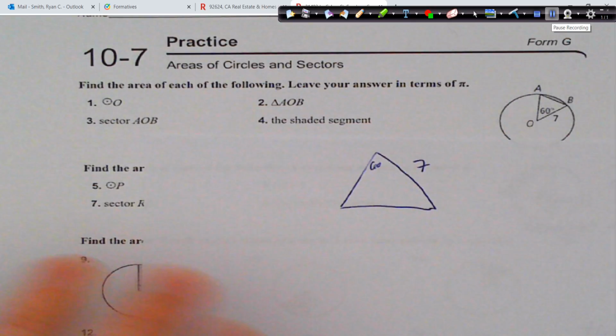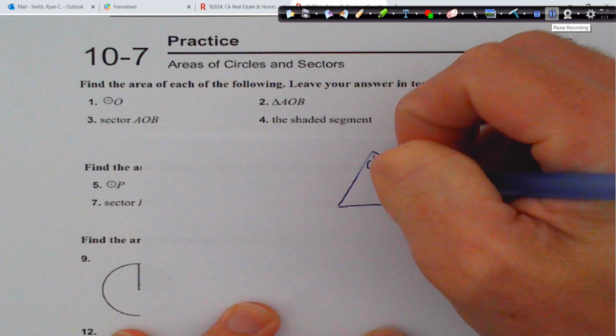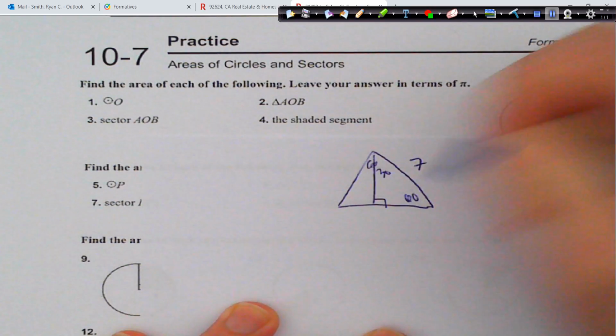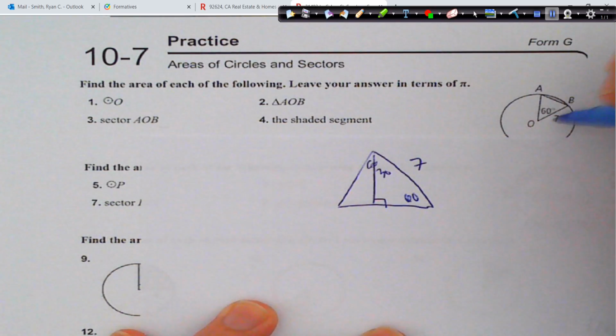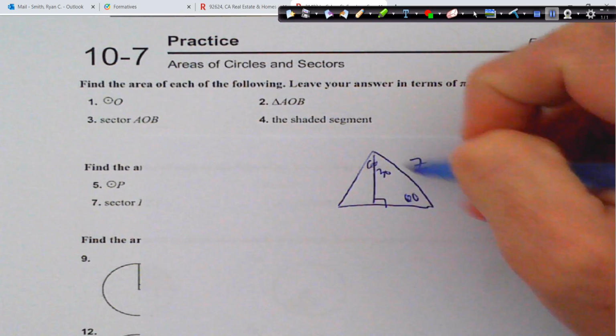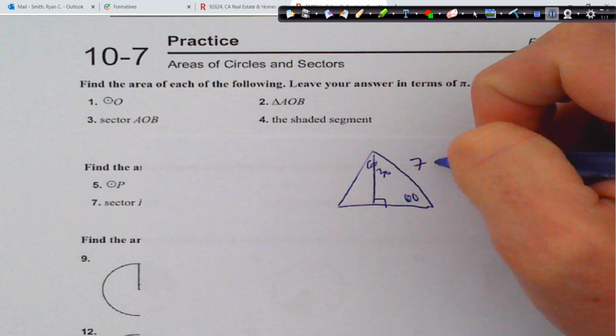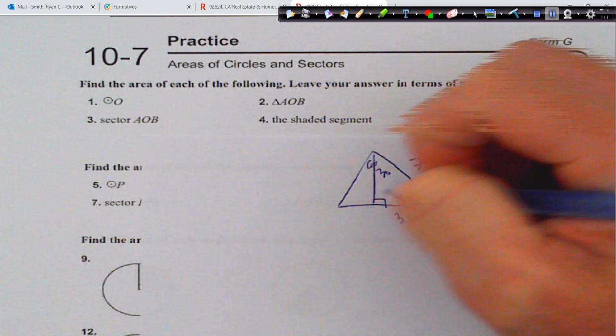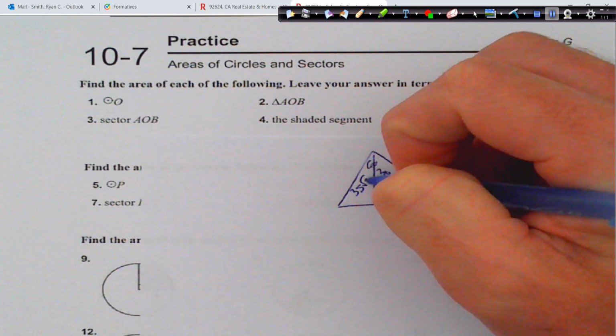Okay, so here's our triangle. Drop down this because we've got to find the area of it, and that's going to make this a 30-60-90, and our radius is 7, so 7 is kind of this hypotenuse here. So this is in the 2s, so this is going to be 3.5 and then 3.5 rad 3.